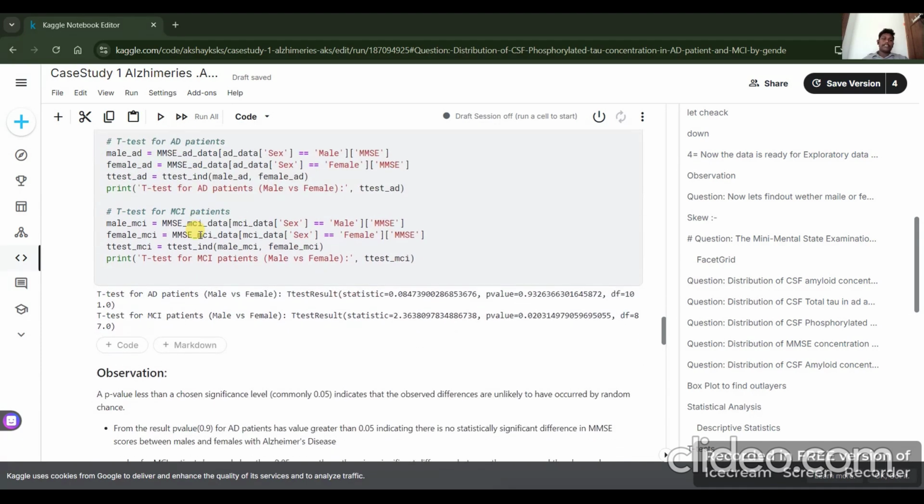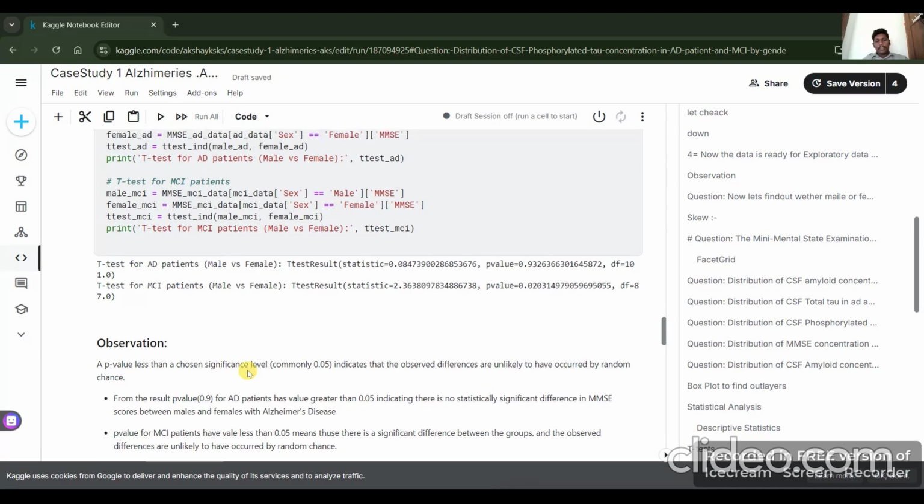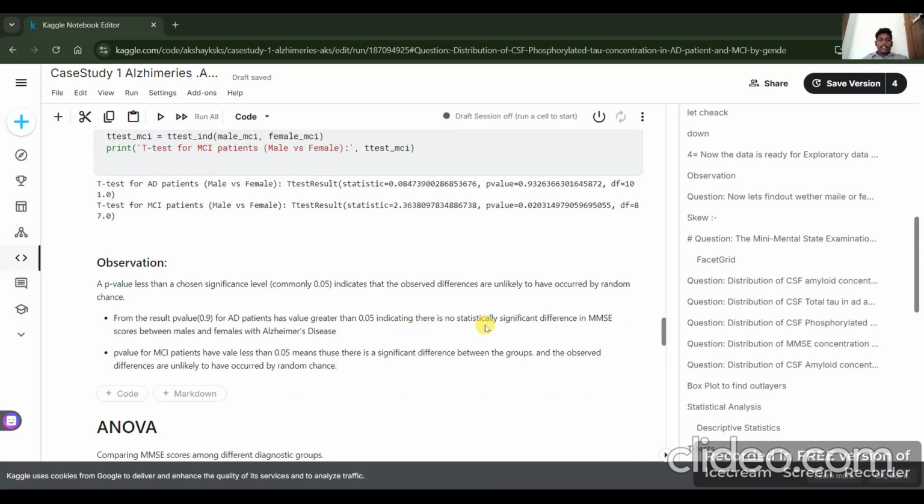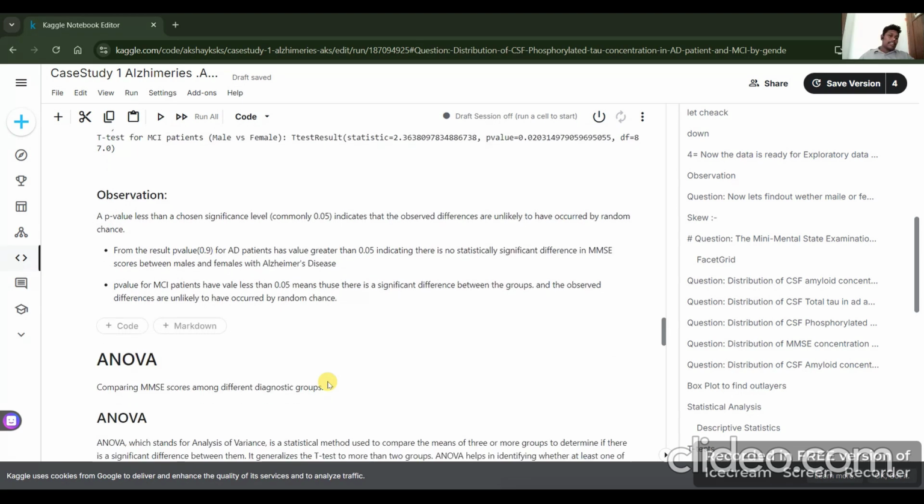Here the observation is that the p-value is greater than the significance level, commonly 0.05, indicating there is no statistically significant difference in MMSE scores between males and females with Alzheimer's disease. The p-value for MCI patients is less than 0.05, meaning there is a significant difference between the groups, and the observed difference is unlikely to have occurred by random chance.